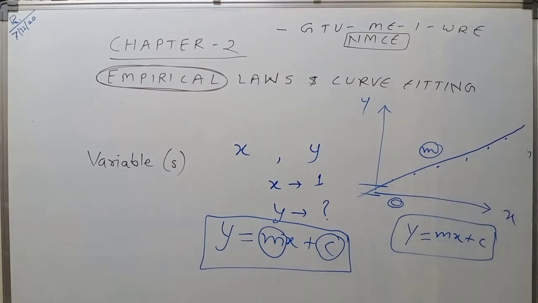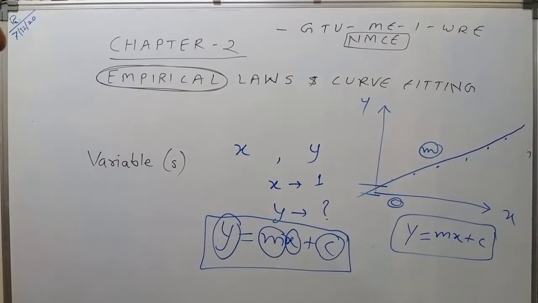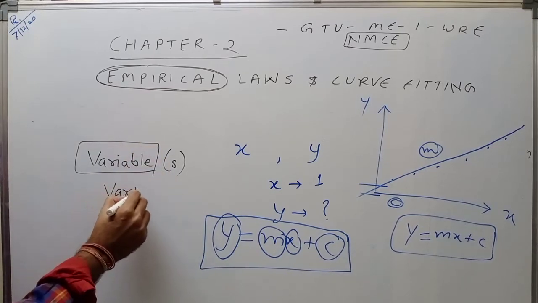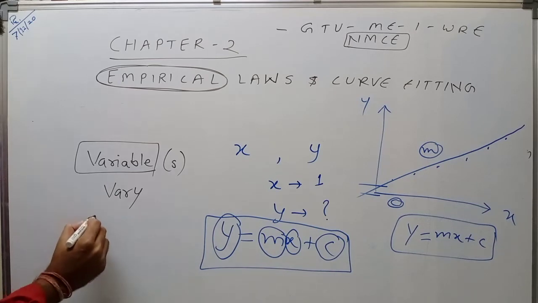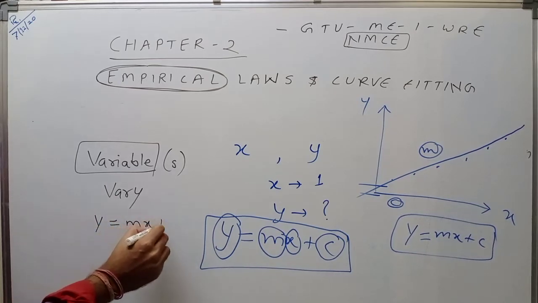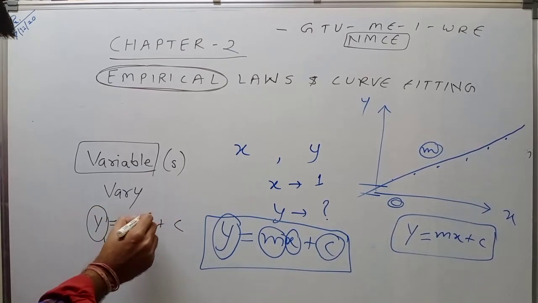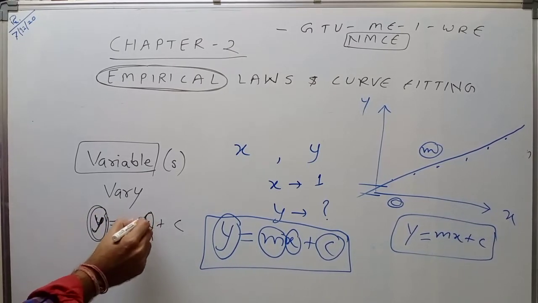This is one type of equation in which x and y are the variables, whereas m and c are the constants. We need to understand that a variable is something which will vary, but its value will be dependent upon another. For example, if y equals mx plus c, then y will depend upon x. X is also a variable, y is also a variable, but this particular value will depend upon this.